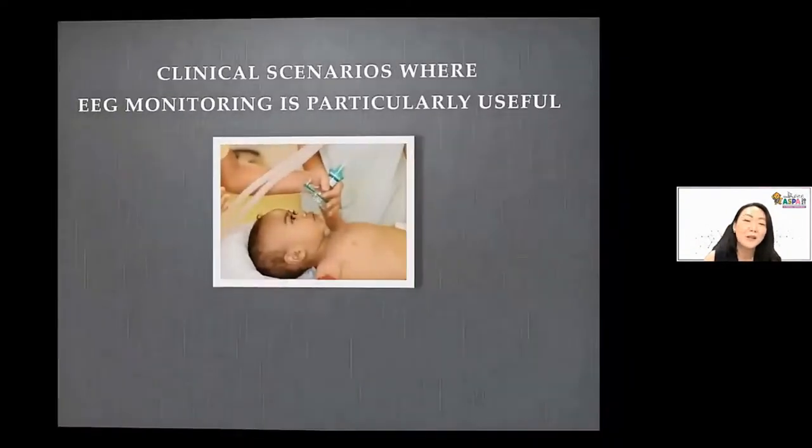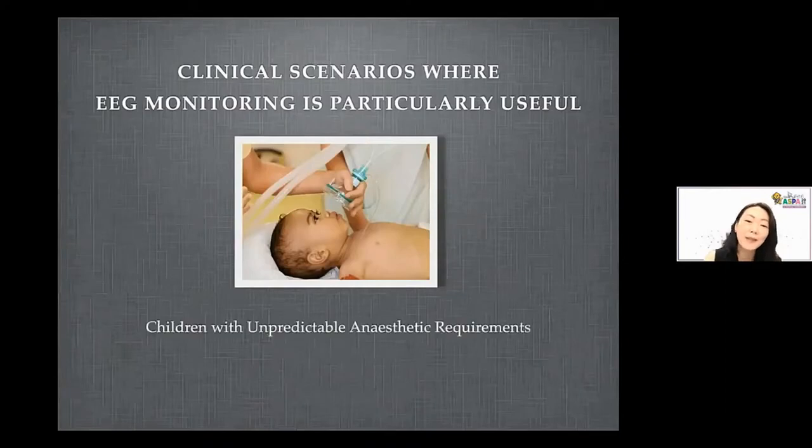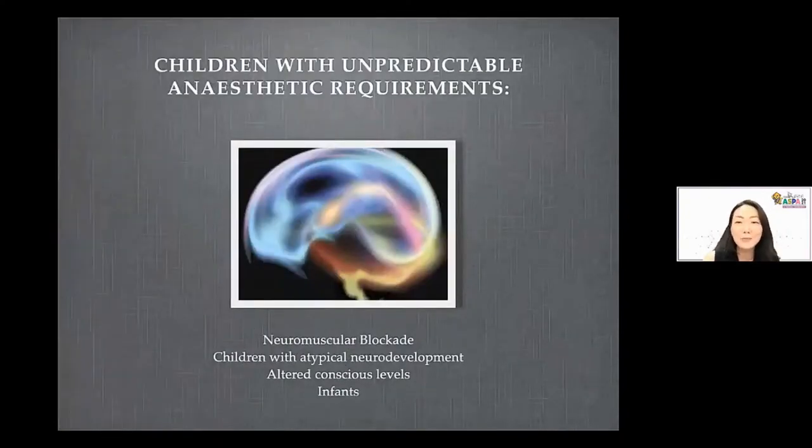Okay. So I will illustrate what I mean by showing you different clinical scenarios where I found that EEG monitoring has been particularly useful. And these are all real clinical cases from our institution. I like to broadly divide that into groups where children benefit, right? Those who have unpredictable, or rather less predictable, anesthetic requirements, and some special clinical circumstances, which I'll talk to you about in a minute. So for children with unpredictable anesthetic requirements, these are kids with neuromuscular blockade who receive a muscle relaxant, children with atypical neurodevelopment, those with altered conscious levels prior to anesthesia, and infants.